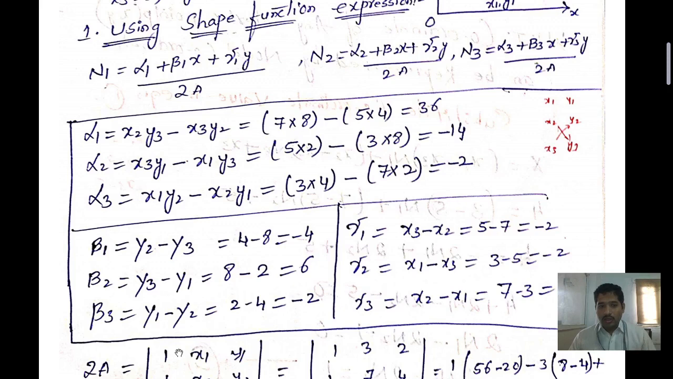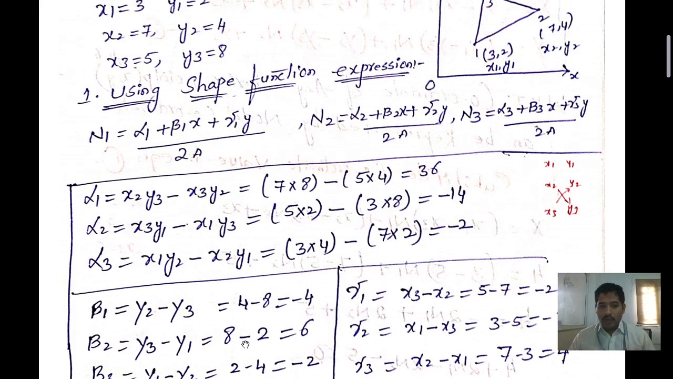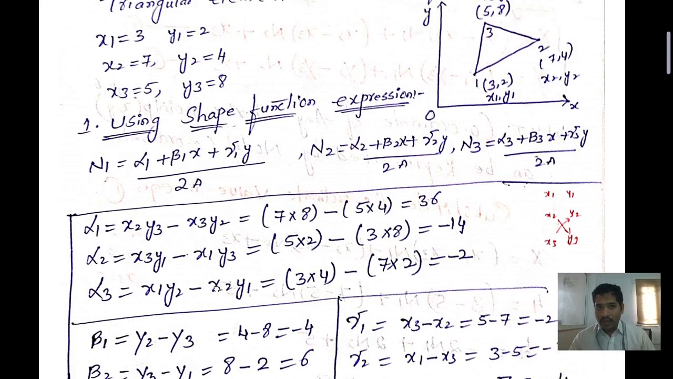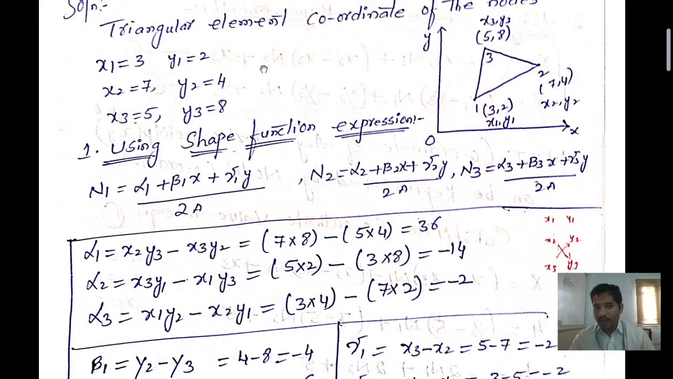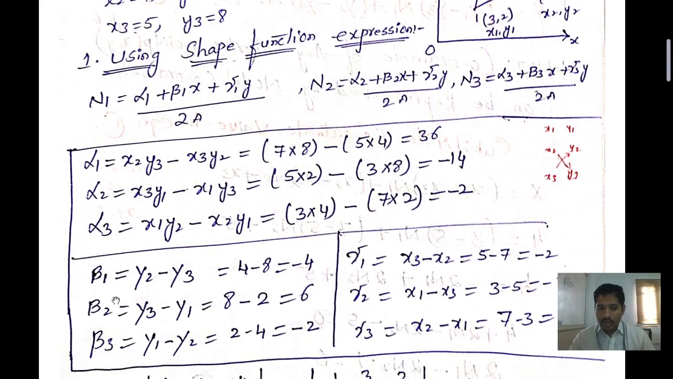After that, this beta 1, beta 2, beta 3 we need to find out. How to find, you know very well. In this case, if you are talking about beta 1, you need to eliminate this y1 value. You need to subtract y2 minus y3. If you are talking about beta 2, how to find out: y1 minus y3. If you are talking about beta 3, then you need to eliminate the third row, then y1 minus y2 we can say. Is it right? The same concept and the same logic we need to follow over here.